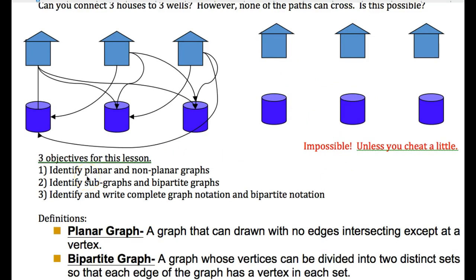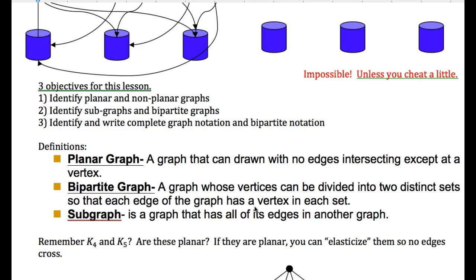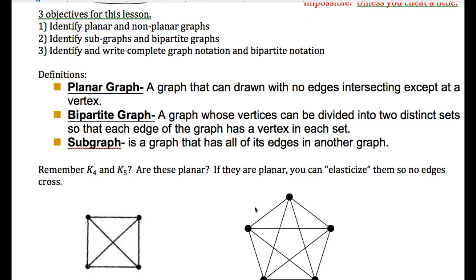The objectives for this lesson would be to identify planar and non-planar graphs, identify subgraphs and bipartite graphs. Key part of that is bi, and then identify and write complete graph notation and bipartite notation. That's very easy. We've already done complete graph notation previously.